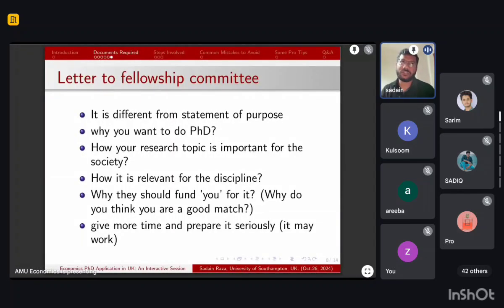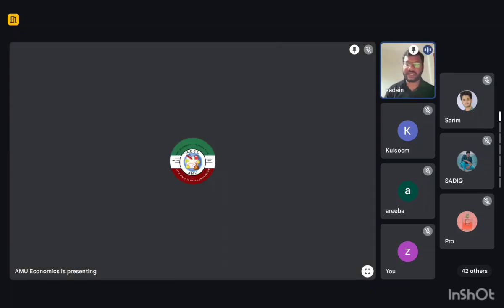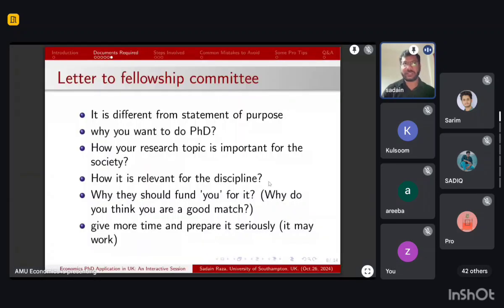Suppose you are working on a topic in which the choice making of students is to be researched. You should mention how your research output may help the decision makers. I'm working on skill mismatch in the labor market, so I say that after doing my research, my PhD will be able to inform policymakers to bridge the gap between the skills required in the labor market and the skills that graduates possess. How your research is useful for the society is very important, and why you should be funded for that research.